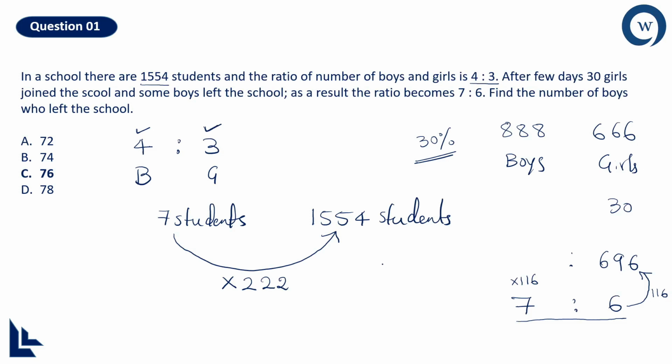multiplication. How? 100 into 7, 700. 10 into 7, 70. 6 into 7, 42. So your final answer is 812. I got to know that total number of boys in the class right now is 812, and how many were there earlier? 888. Now the question is, find the number of boys who left the school.